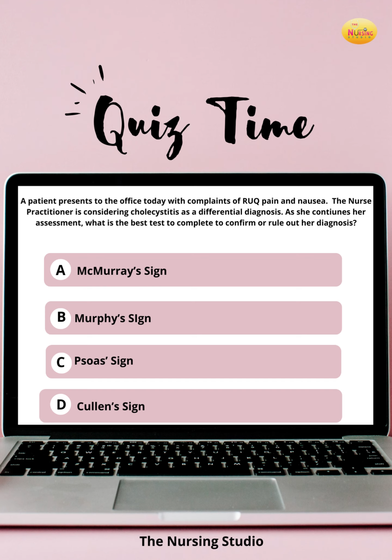So, question 3 states a patient presents to the office today with complaints of right upper quadrant pain and nausea. The nurse practitioner is considering cholecystitis as a differential diagnosis. As she continues her assessment, what is the best test to complete to confirm or rule out her diagnosis? All right, you guys. Is it A, McMurray sign, B, Murphy sign, C, Psoas sign, or D, Cullen sign? Y'all take a moment and tell me what you think in the comments.